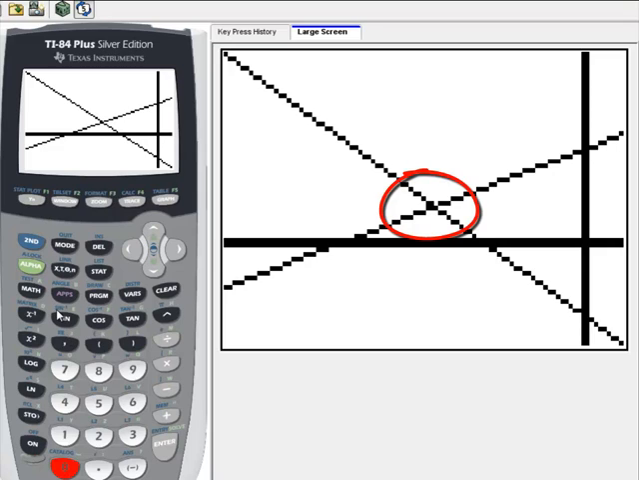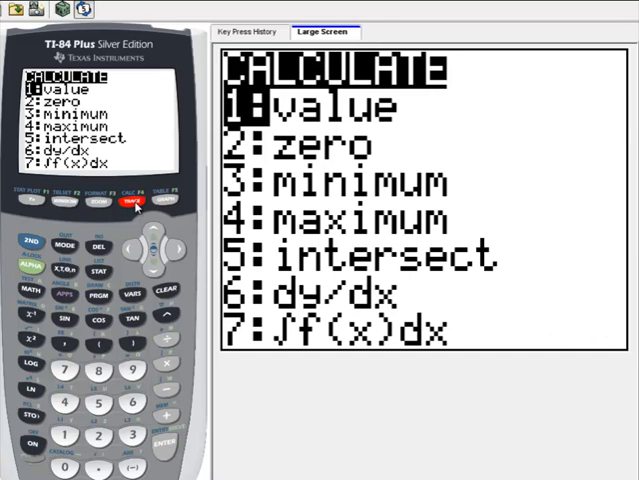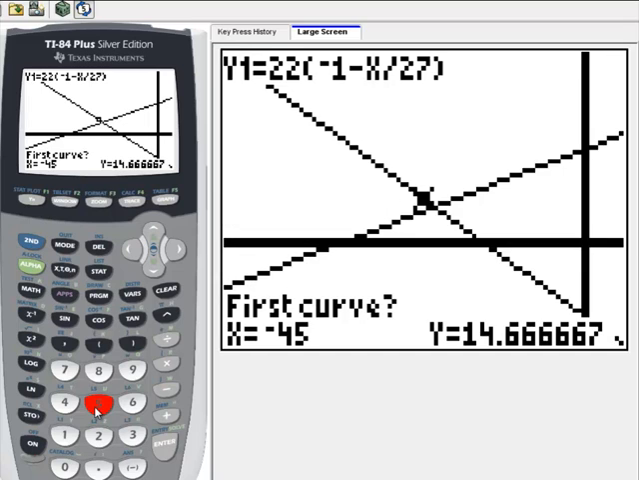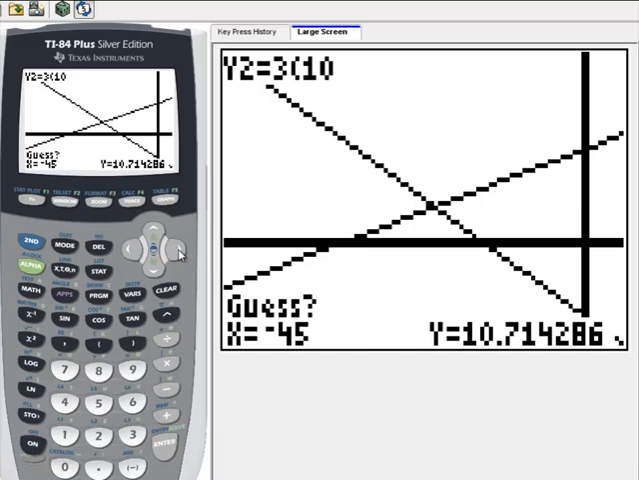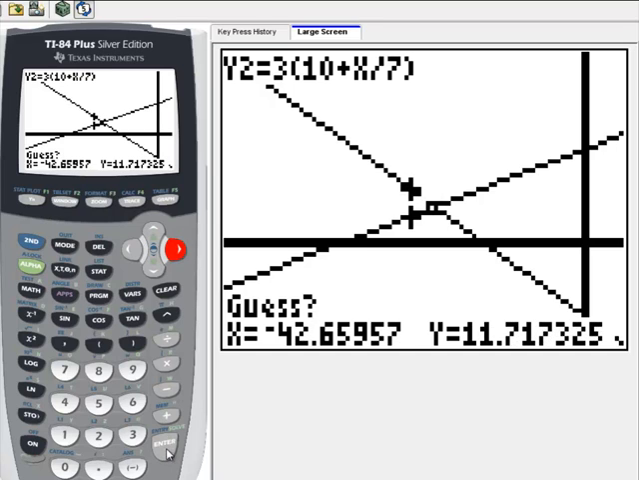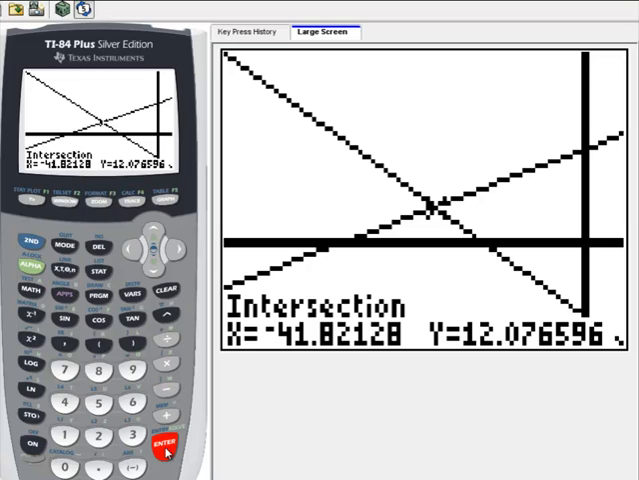Let's go calculate that intersection point. Second, calculate. Number 5 is intersect. I like to move a little away to be clear what my choices are. Is that a first curve? Yes, enter. Is that a second curve? Yes, enter. I guess about there, enter. Alright, we're supposed to try to record exact answers if we can.